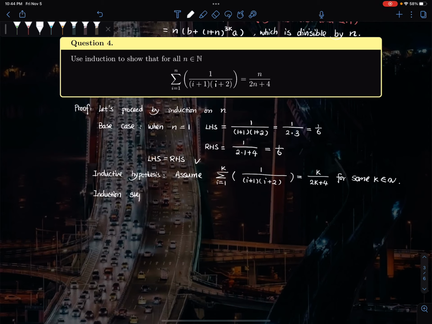Induction step. So remember, you want to show it for K plus 1. So what do you want to show? You want to show here change to K plus 1, here change to K plus 1, here is K plus 1. Okay, so you want to show this holds. In order to do that, you cannot let them be equal first because that's what you need to prove, right? So you cannot start with what you need to prove. So in this case, what do you want?